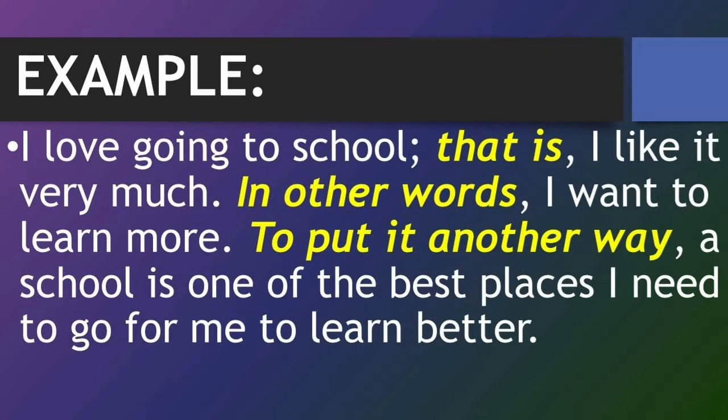I love going to school. That is, I like it very much. In other words, I want to learn more. To put it another way, a school is one of the best places I need to go for me to learn better. So, as you can see, we have the first sentence, I love going to school. And the transition words such as that is, in other words, to put it another way, support the first sentence with other supporting words or ideas that show how the subject loves going to school.